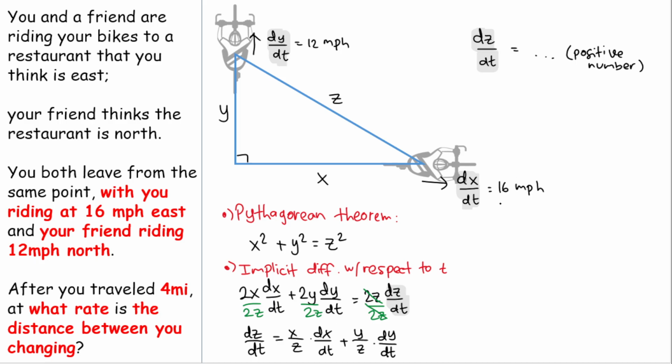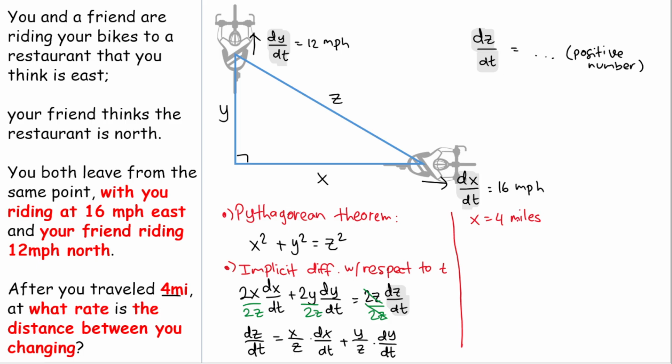dx/dt is 16, dy/dt is 12, and we know that x here is 4 miles. Okay, so we need to find out when x is equal to 4 miles. And we need to find out what y and z are, right?